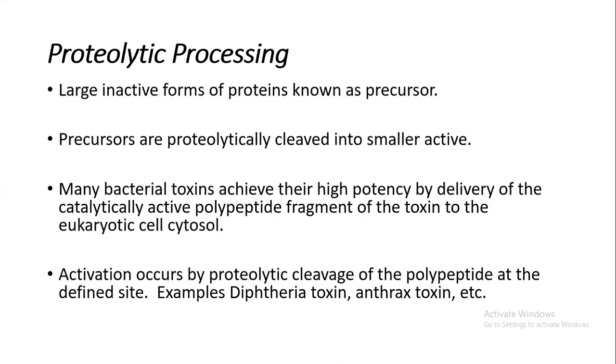Then we have proteolytic processing. There are many proteins which are initially synthesized as large inactive forms, which are known as precursors. And then these are proteolytically cleaved into smaller and active forms. This kind of processing is quite common in bacterial toxins, which achieve their high level of potency by delivery of the catalytically active polypeptide fragment of the toxin to the eukaryotic target cell cytosol. So it is commonly observed in the case of diphtheria toxin or anthrax toxins, which are proteolytically cleaved and then converted into enzymatically active and potent toxins.